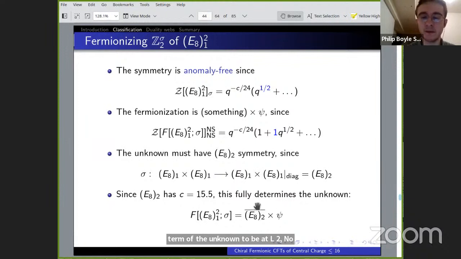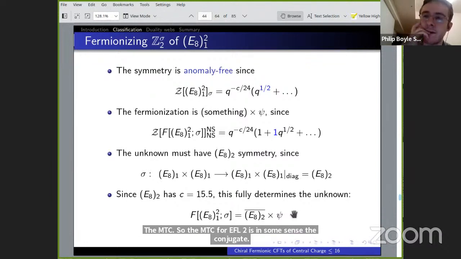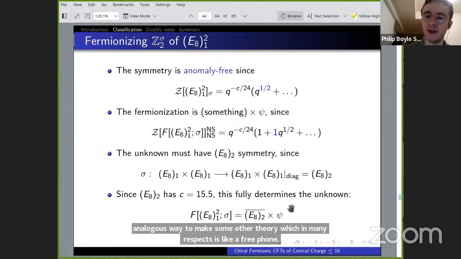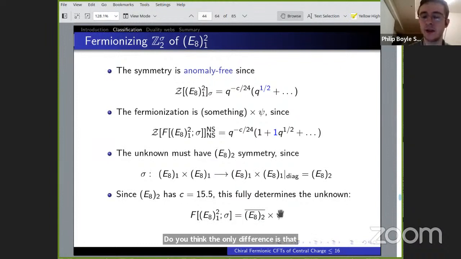I should mention that I've not mentioned the details of what the CFT is. I'll do so as follows. So the MTC for E8 level two is in some sense the conjugate of the MTC for Ising. So that means if you can combine Ising characters to make a free fermion, then you can combine E8 level two characters in an analogous way to make some other theory, which in many respects is like a free fermion. The only difference is that it has central charge 15.5 instead of one half.